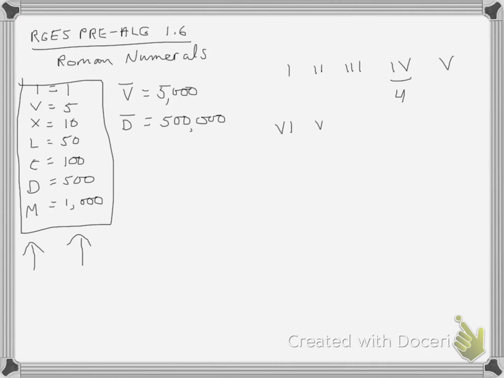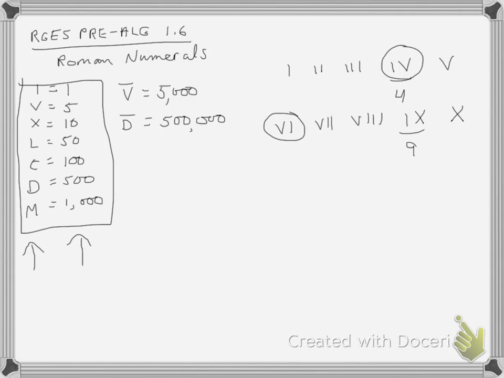6, 7, 8. When I get to the 9, I again can't put 4 ones there, so I need to think in terms of subtraction, 1 less than 10. So that's your 9. And notice I have 1 less here than 5 is 4, and 1 greater than 5 is 6. So the order matters, whether or not you have the smallest symbol before or after the 5. Okay, so we're at 9. What would 10 be? It's just a symbol by itself.